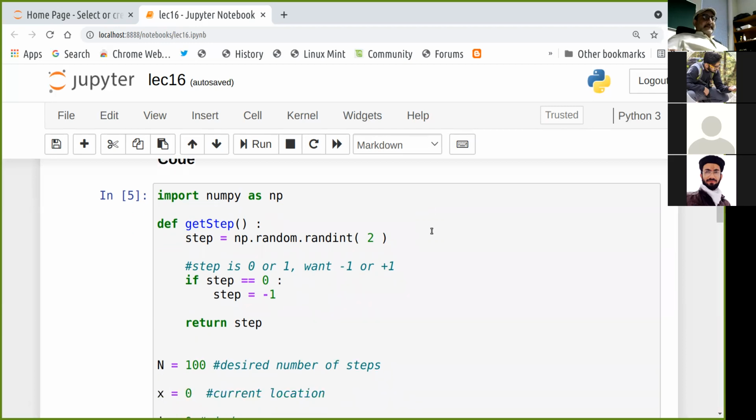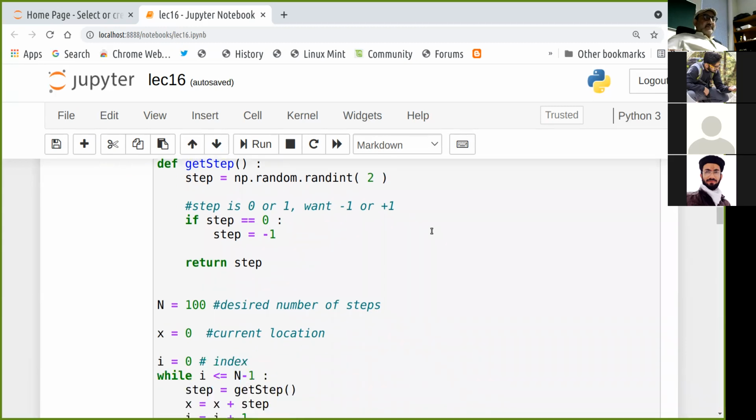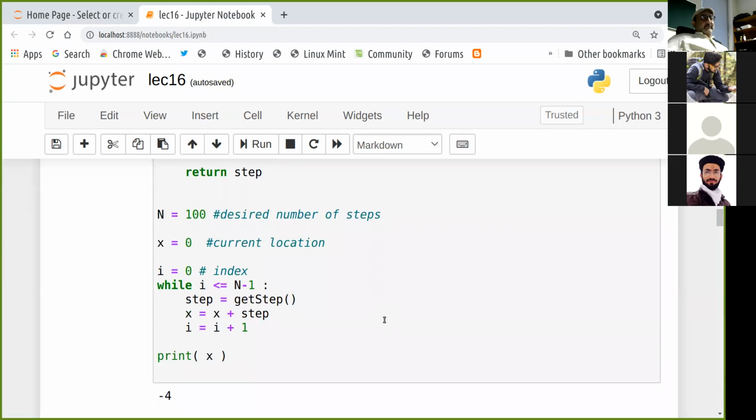So now, if n is 100, that's the desired number of steps. I'm starting from x equal to 0. So what I'm going to do is 100 times, I'm going to get the step either to the left or to the right. I'm going to add it to the position x. And then I'm going to print the result. And well, you could have results in principle ranging from -100 to 100. On one run of this code, I got -4.